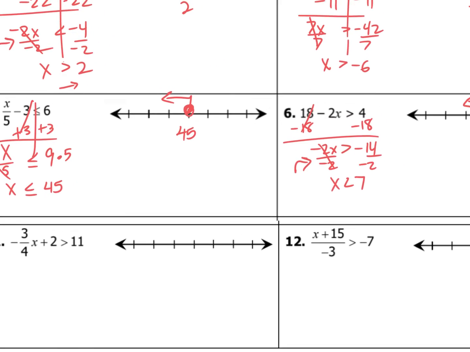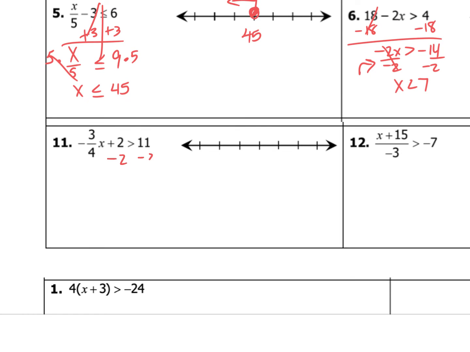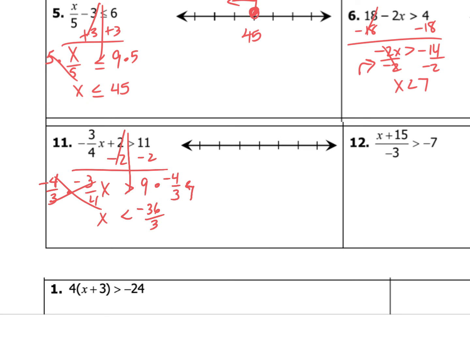All right. Number 11, subtract 2. -3/4 x is greater than 9. And in order to get rid of a fraction, we multiply by its reciprocal. And so since we had -3/4, we're multiplying by -4/3. On the left, it cancels out. Now, we did just multiply by a negative, so we have to flip it. 9 times -4 is -36. And -36 divided by 3 is -12. So we have -12 in the middle, open dot, shaded left.